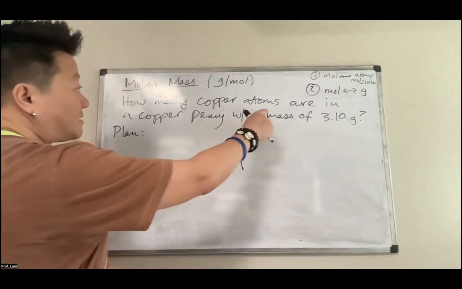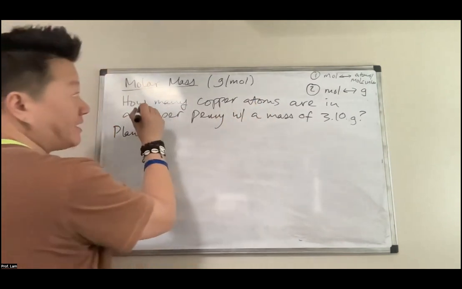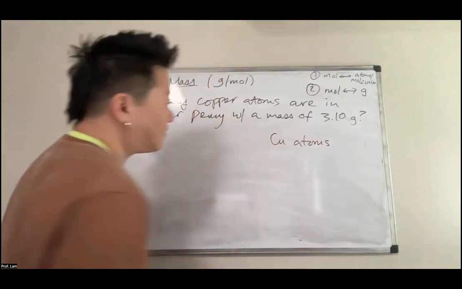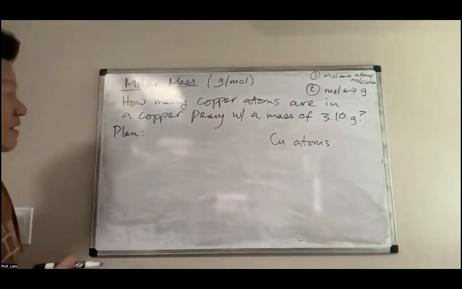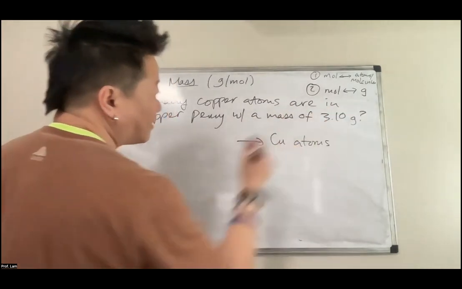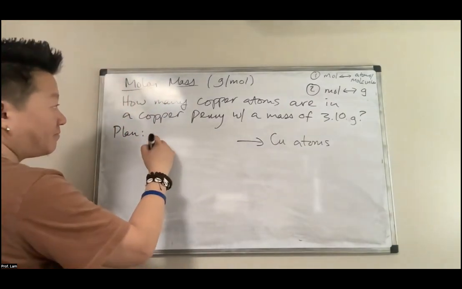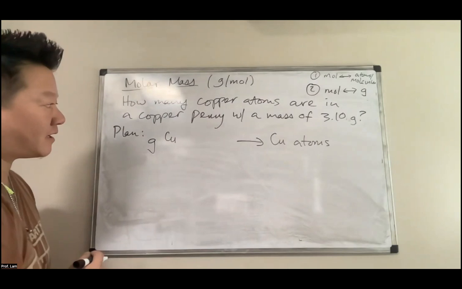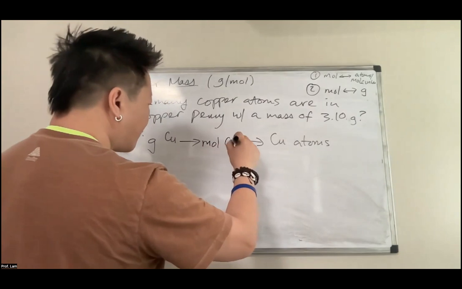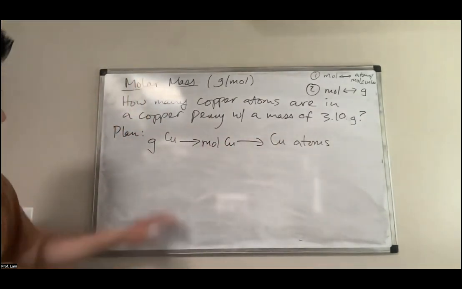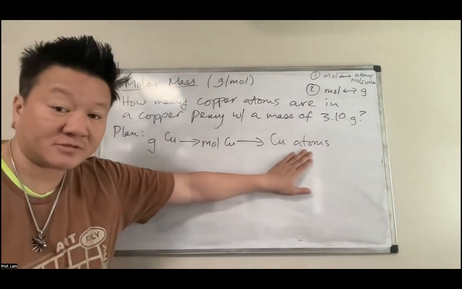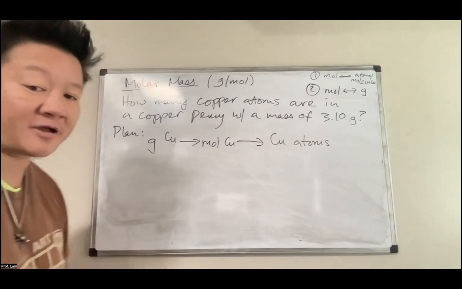We obviously want copper atoms at the end, because it says how many copper atoms. So that's copper atoms, and we need to get to here. But where did we start? We started at grams, at mass, grams of copper, which needs to go to moles of copper. So this gram can go to mole through molar mass. And then from mole, you can go to atoms. Does that make sense?